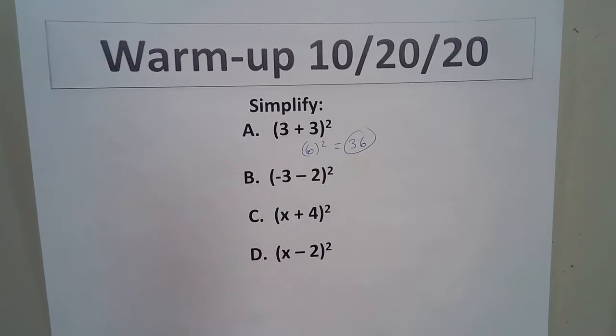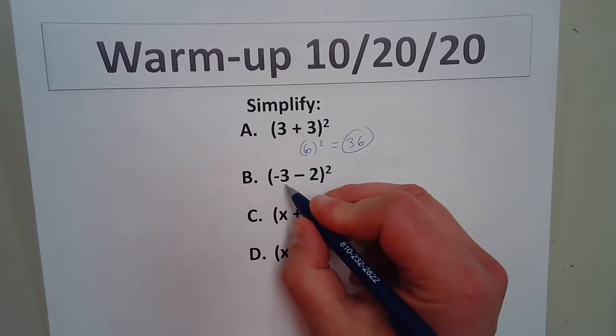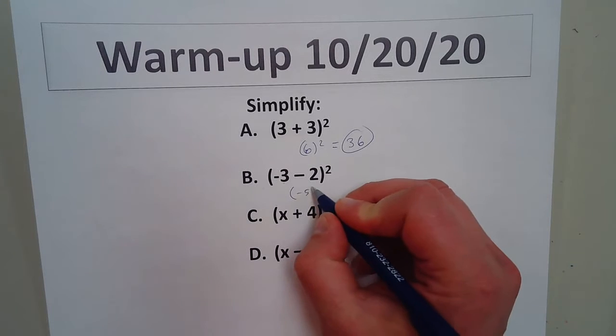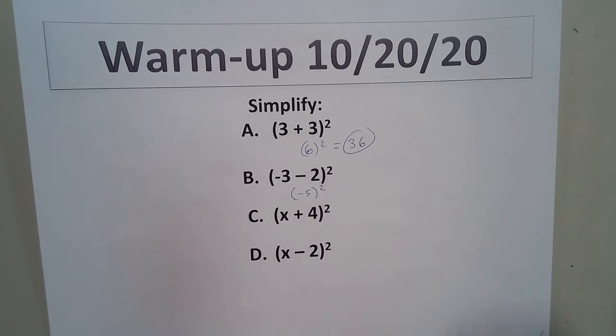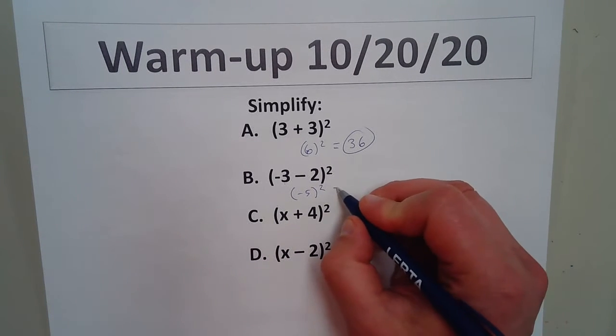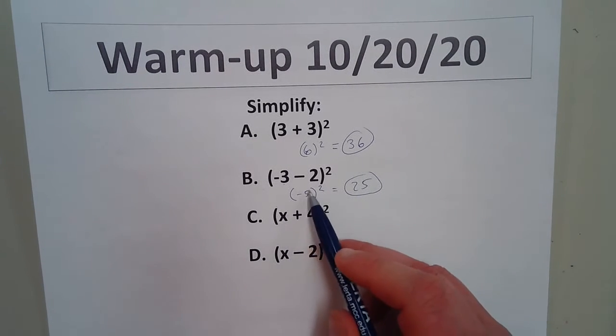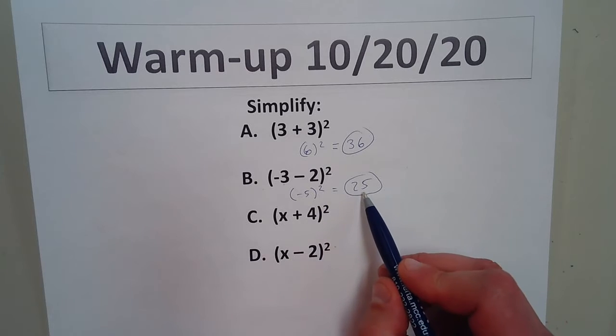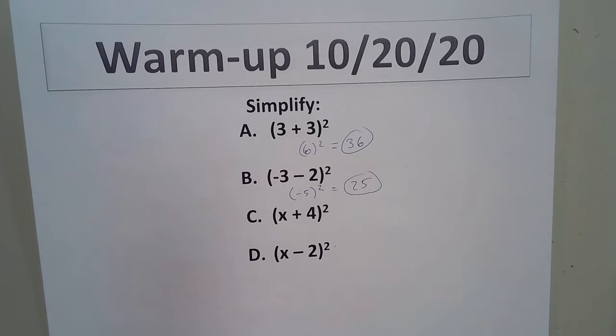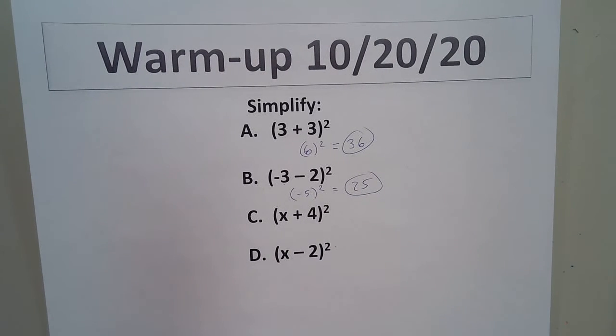Nothing crazy. Same thing down here. Do what's in your parentheses first. So negative 3 minus 2 is going to be a negative 5. Then you square that, so negative 5 times negative 5 will be a positive 25. The big takeaway here is anytime you have a negative value, but you're squaring it, you're going to result in a positive. All right, so those two, just straight up numbers, nothing too crazy.